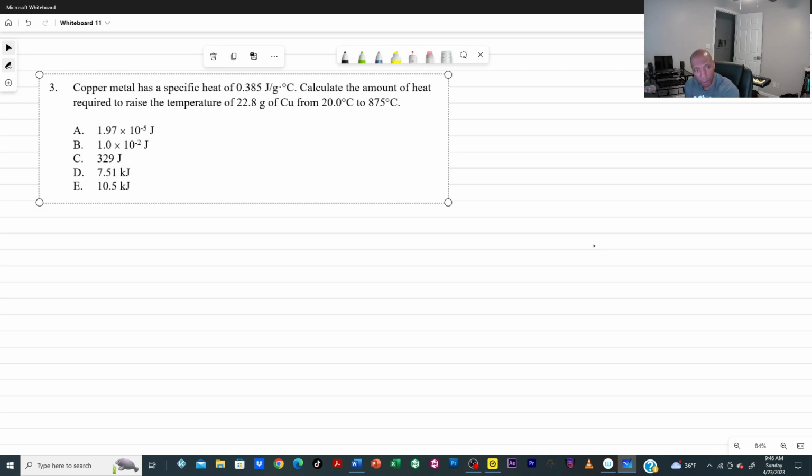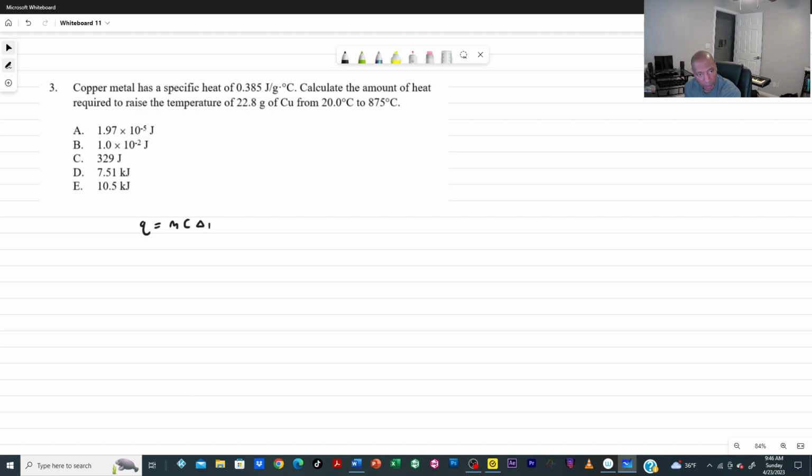So it says copper has a specific heat of 0.385 joules per gram per degree Celsius. Calculate the amount of heat required to raise the temperature of 22.8 grams of copper from 20 degrees Celsius to 875 degrees Celsius. So we have two equations to work with. I'm going to say that Q is equal to M times C times delta T. And I'm also going to say that delta T is equal to T final minus T initial.